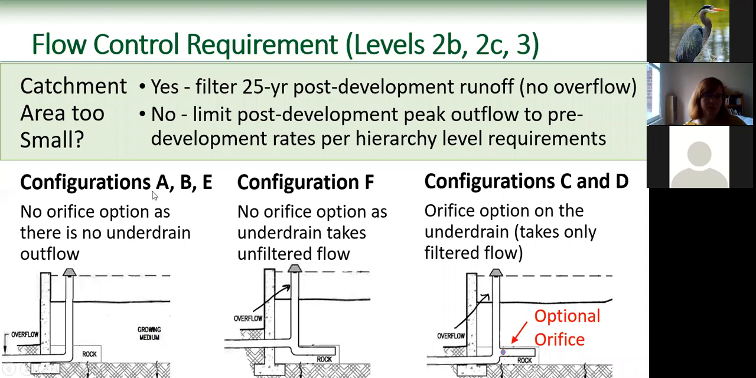Configurations A, B, and E can't have an orifice because there is no outflowing under drain, and the orifice is placed on the under drain outflow. Configuration F can't have an orifice because, as shown here in the middle, it allows the overflow to exit through the under drain. That's unfiltered flow entering the under drain, and unfiltered flow can clog the orifice. So that's not allowed in the pack. It's only configuration C and D, because only in C and D does the under drain take only the flow that's been filtered through that blended soil.